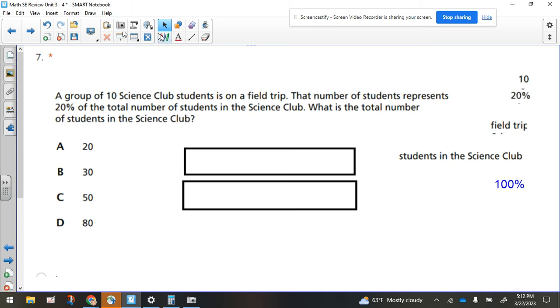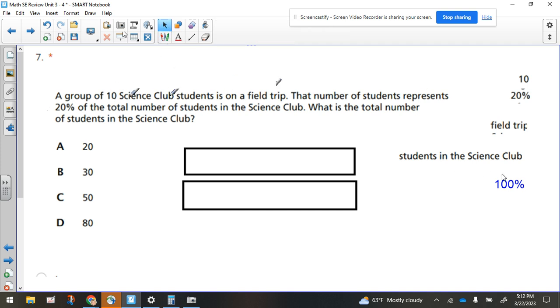We're looking at question number 7. A group of 10 science club students is on a field trip. That number of students represents 20% of the total number of students in the science club. What is the total number of students in the science club?